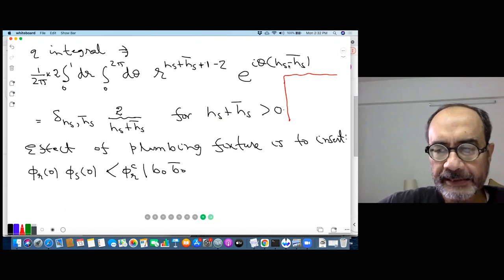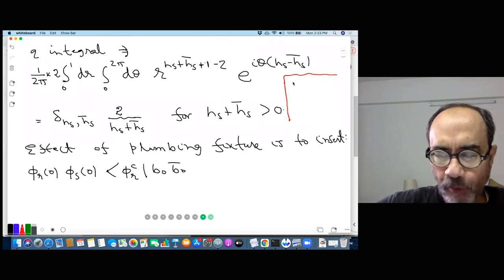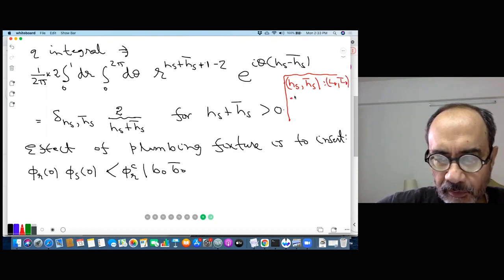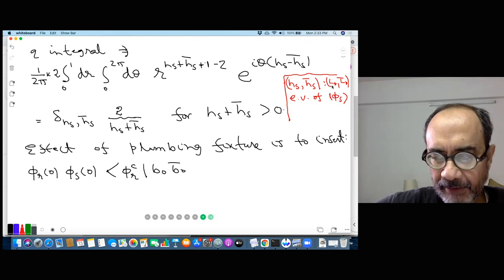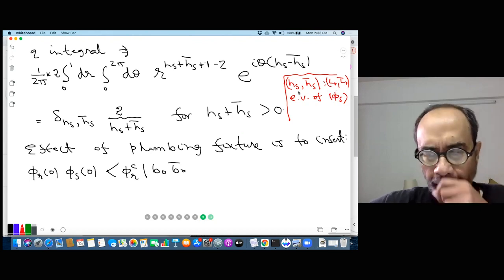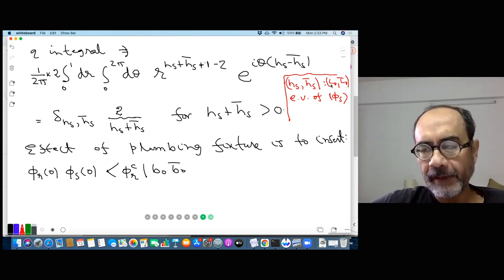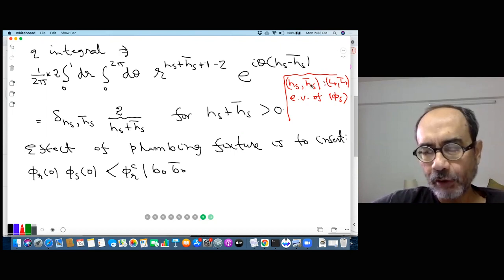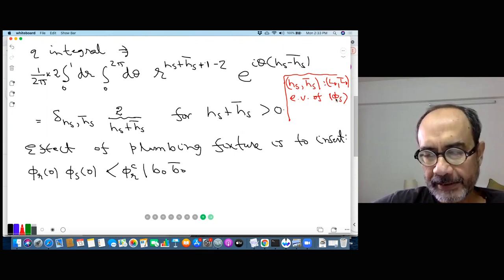Okay. So hs and hs bar we introduced as conformal weights of phi s. But that also means that this is the L0 eigenvalue. So hs and hs bar basically are the L0 and L0 bar eigenvalues of the state phi s. This I didn't say earlier, but you can easily convince yourself from the various lessons that I have written down, that if hs and hs bar are conformal weights of phi s, then you can also think of these as the L0 and L0 bar eigenvalues of phi s.